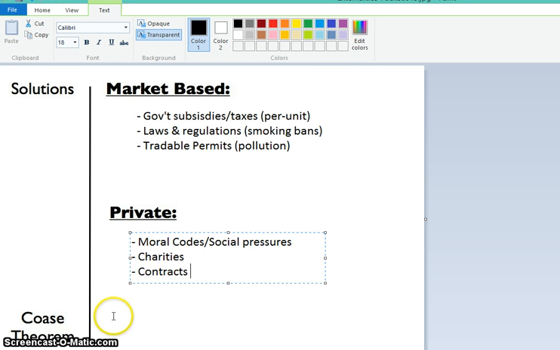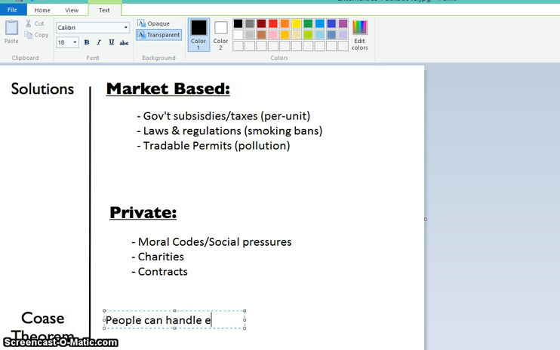This is the Coase theorem. And Coase was an interesting fellow. He basically said that people can handle externality problems on their own. So if you've got an issue with your neighbor, go sort it out, is what Coase said.